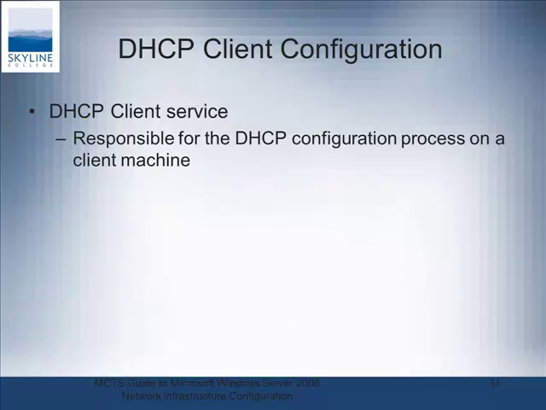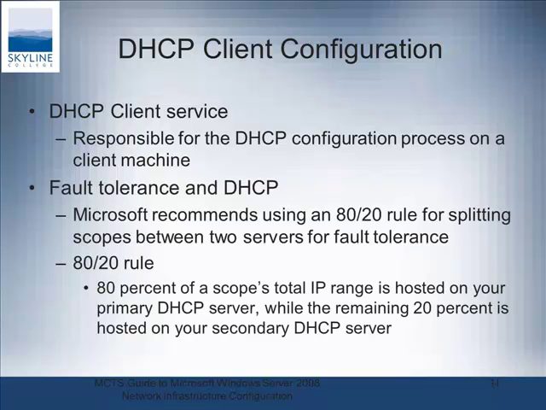Client configuration, process on the client machine, fault tolerance in DHCP. The 80-20 rule, and this is something that they used to at least love to test on. What this says is let's have 2 DHCP servers in case one dies. Put 80% of your addresses on one and 20% of your addresses on the other one. And they're probably going to be on different networks. We actually have 2 DHCP servers sitting over there. One of them's never been started because the first one hasn't failed yet.